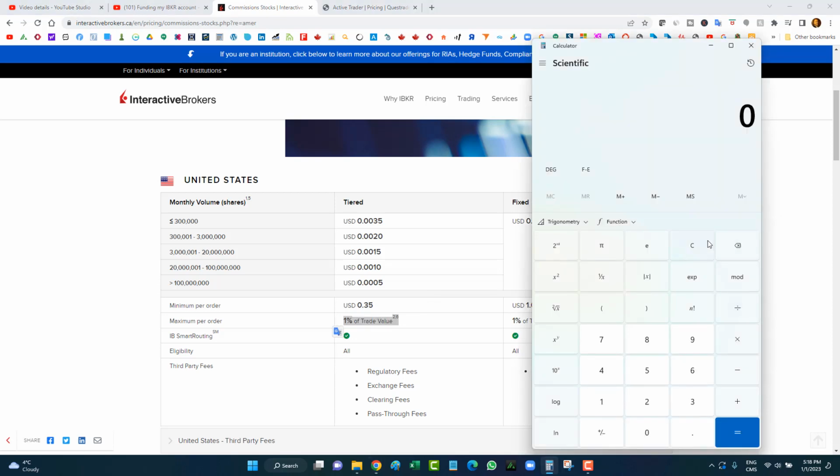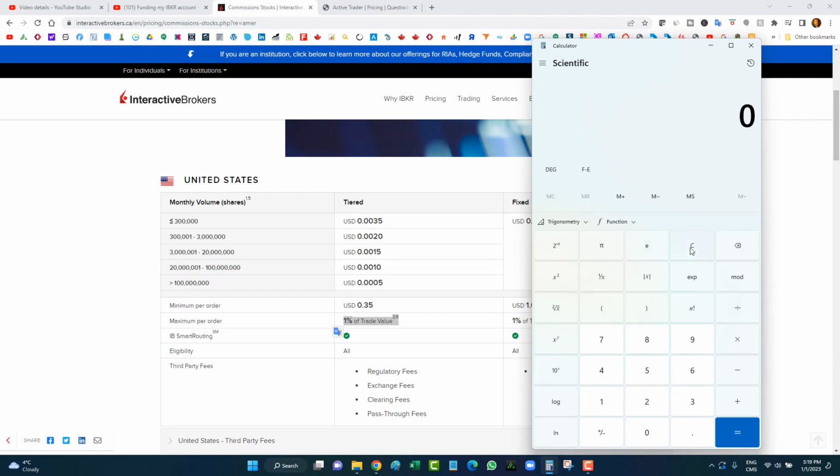So let's say you're buying a stock that costs $5, and I don't know, you've got $100,000 to spend on it. So that means you're going to be buying how many shares? 100,000 divided by 5, you'll be buying 20,000 shares. So if you take 20,000, multiply it by 0.0035, that's $70 in commissions just to buy this stock. But that's where the maximum per order comes in.